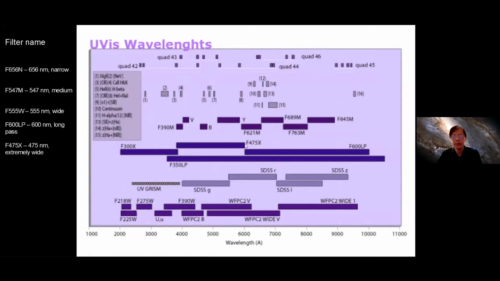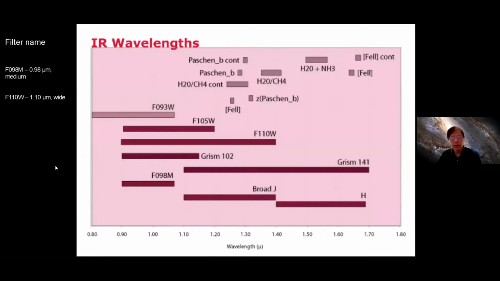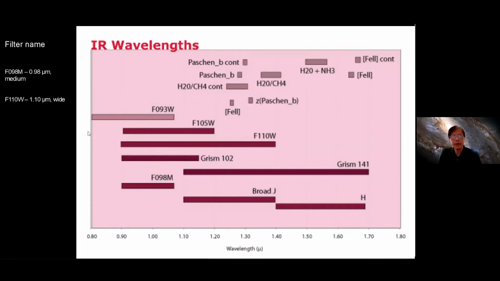And then there are extremely wide bandwidth filters. The names are given by an F, followed by some numbers. N is for narrow, and you have a medium here, and then you have a 550 wide, and these are long pass and extremely wide. The infrared filters are kind of the same, except because of the longer wavelength, they're measured in micrometers. This is the kind of range, but it's very similar to the visible range for infrared.